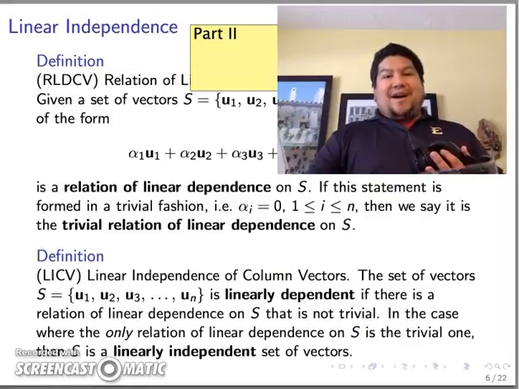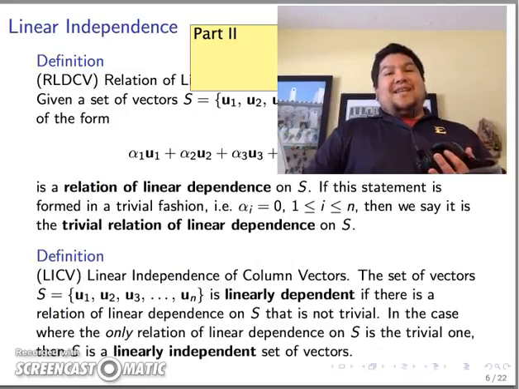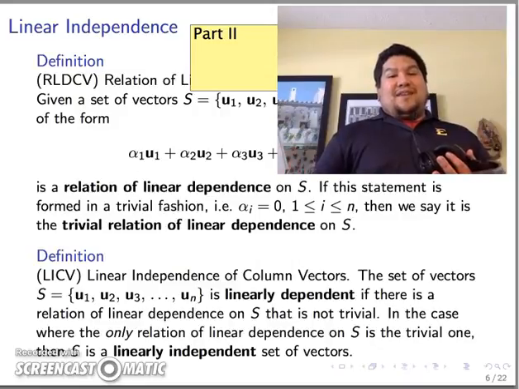Welcome back. This is part 2 of the lecture on linear independence. As you may remember, we were in the process of providing a definition for a relation of linear dependence and the definition of a trivial relation of linear dependence, and therefore that allows us to step in and classify sets of vectors as independent versus dependent. Formally they are called linearly dependent or linearly independent.